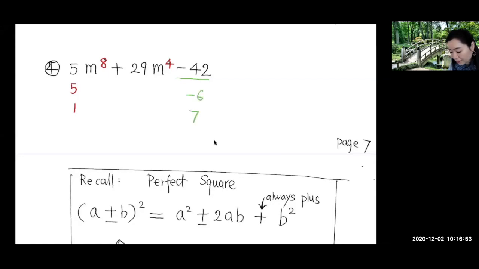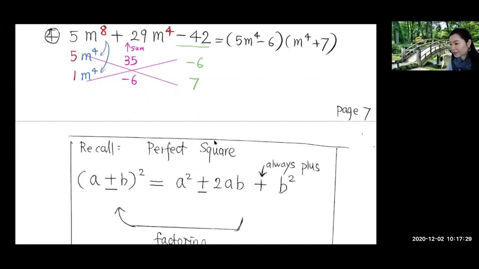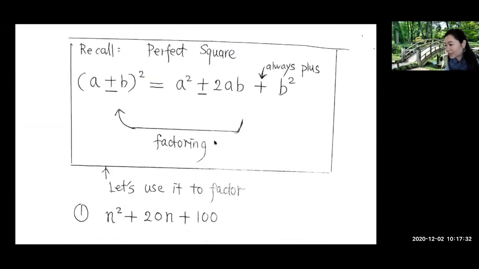So that way this is 35, and this is negative 6. Indeed, they sum to this, right? Now we can read this factoring. When you read the factoring here, don't forget that this is m to the 8, which is m to the 4 times m to the 4. So we read this as 5m to the 4 minus 6 times m to the 4 plus 7. So you guys have actually practiced a lot.